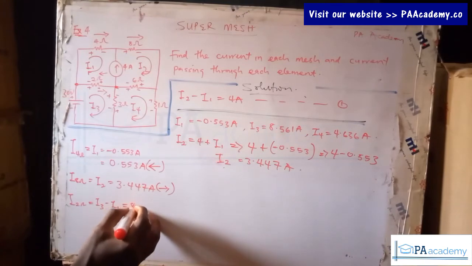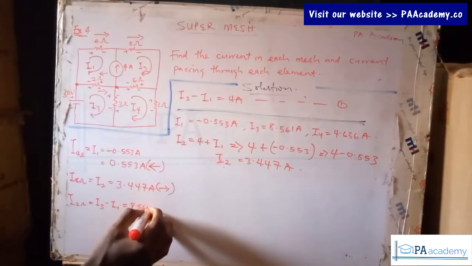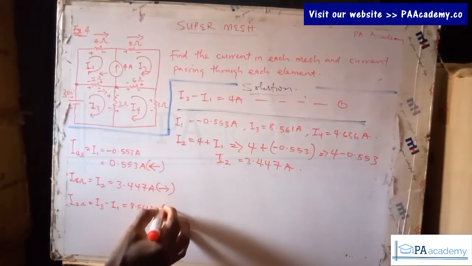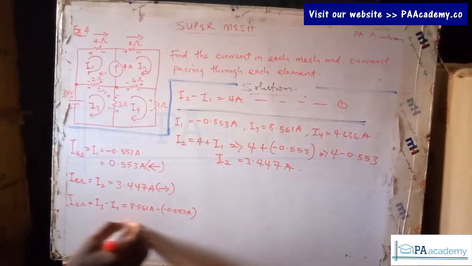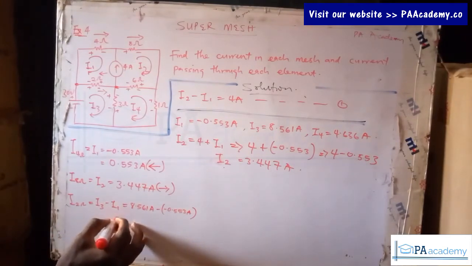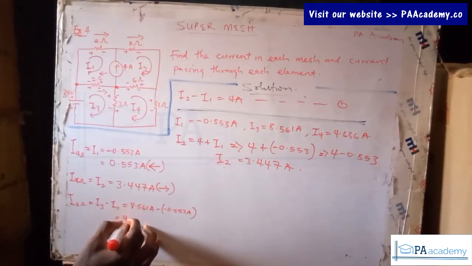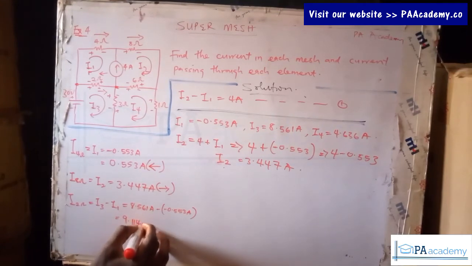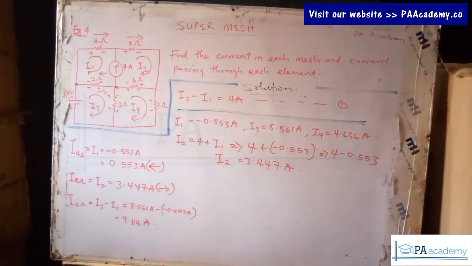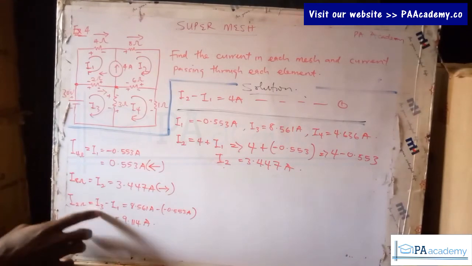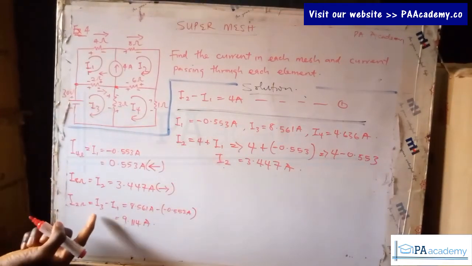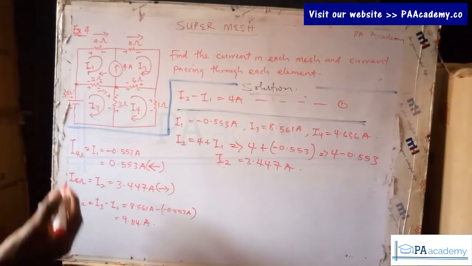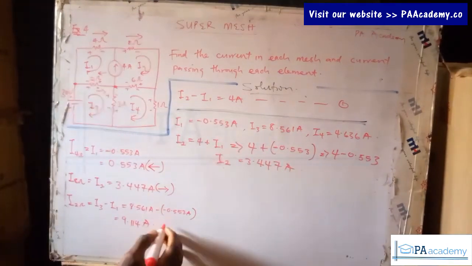So that will be what? I3 is 8.561 amperes minus 0.553 amperes. When we do that, that will give us 9.114 amperes. Now for you to get the direction, we are going to pick the direction of the one that is coming first, the one with the higher value, which is I3. The direction for I3, which is the higher value, is also the one that is coming first. So that's how you get to know it. So this will be the direction.